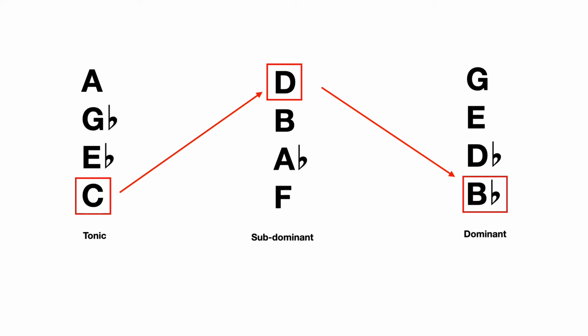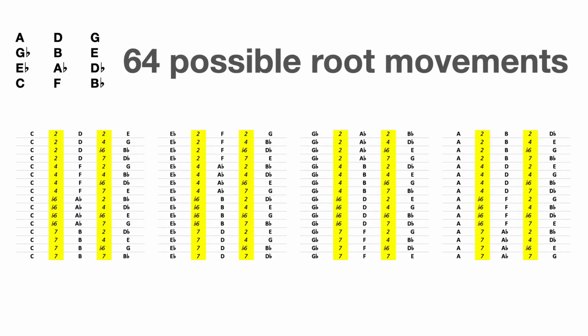So if you look at all of these possible root movements in this tonic-subdominant-dominant cycle, there are 64 possible root movements. So you can see that we can start the root on C, or start it on E flat, or start it on G flat, or start it on A, and then going to each of these different categories.